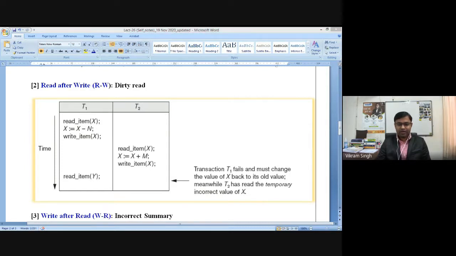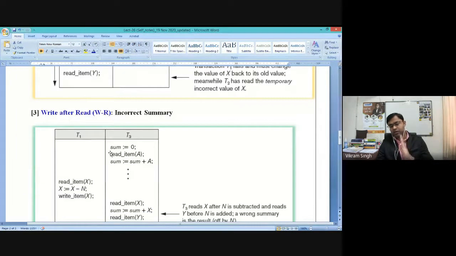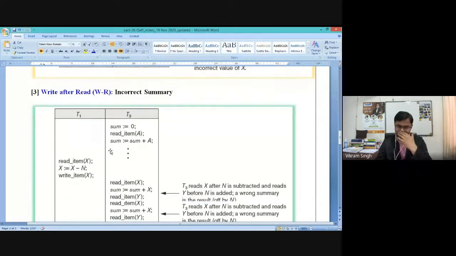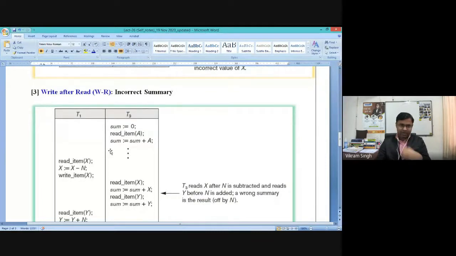Now, all the values which have been modified by transaction T1 in its obvious and correct way of execution might also be accessed incorrectly in this scenario called dirty read, right? So that is the second scenario. And the second last scenario, which involves write, is called incorrect summary.